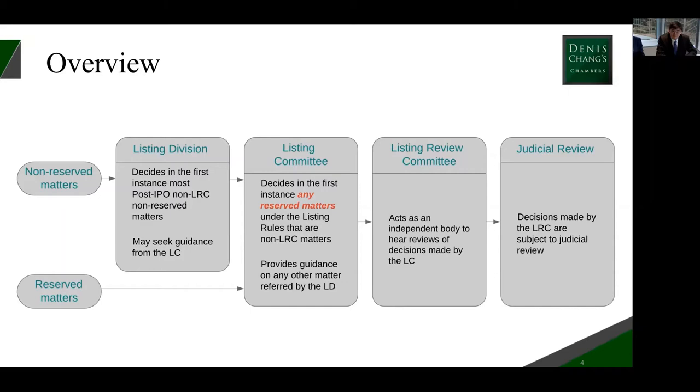Richard will take over and speak about the actual practice on the ground level in relation to the procedure of appearing at the listing committee and the listing review committee. And Hector and Anson will cover the last part, which is on judicial review. Moving on to the first section on the listing committee.